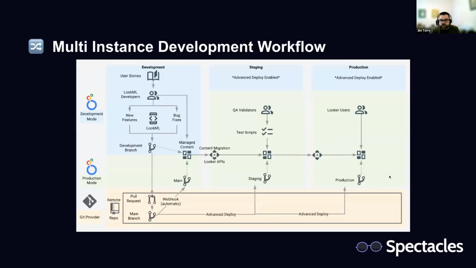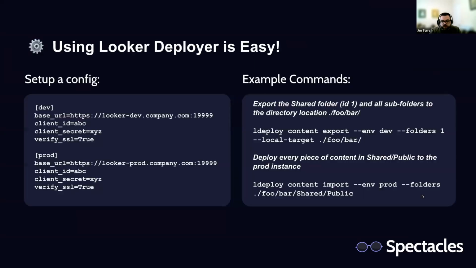So this is what your development workflow might look like if you had 3 instances. A little bit more complex than our single instance workflow. Developers are still making commits in the development environment, but now you need to coordinate that through your Git provider so the code stays up to date in your other instances, and you'll have to build a process to move any content across those environments. This is where Looker Deployer can help.